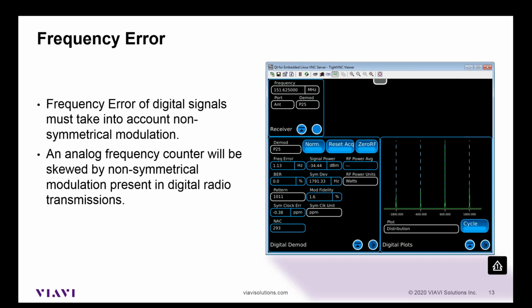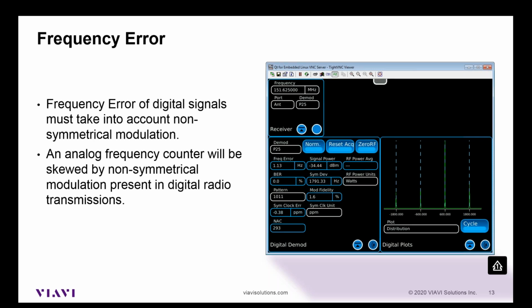What we see on the screen right now is a standard 1011 pattern used for testing P25 radios. And you can see in this distribution plot here on the lower right corner, the plus 600 hertz symbol is used far more than the other three. In fact, it's almost used as much as the other three combined.